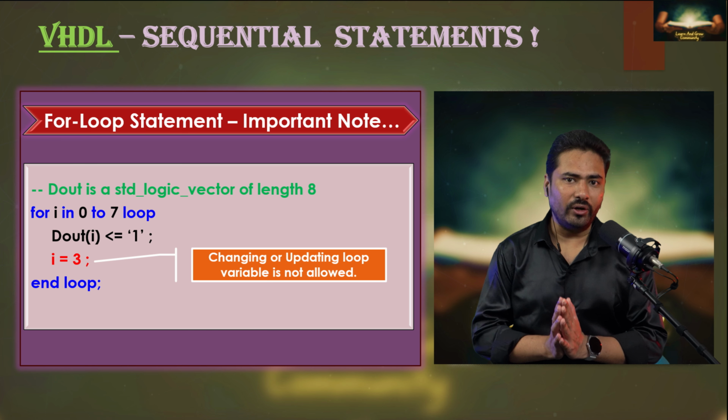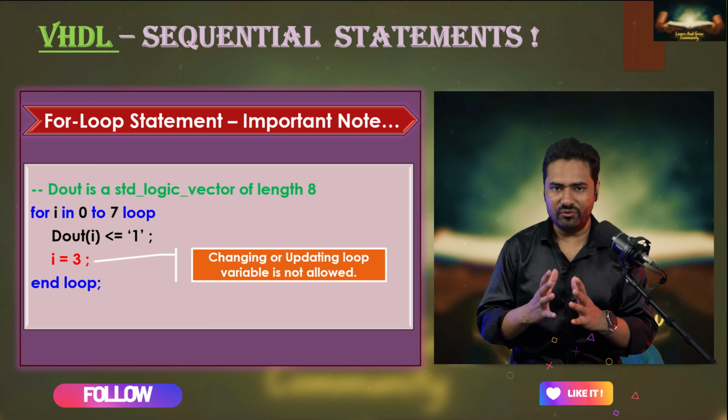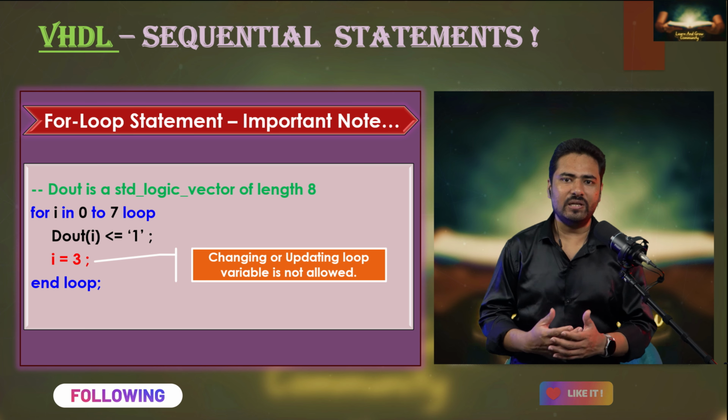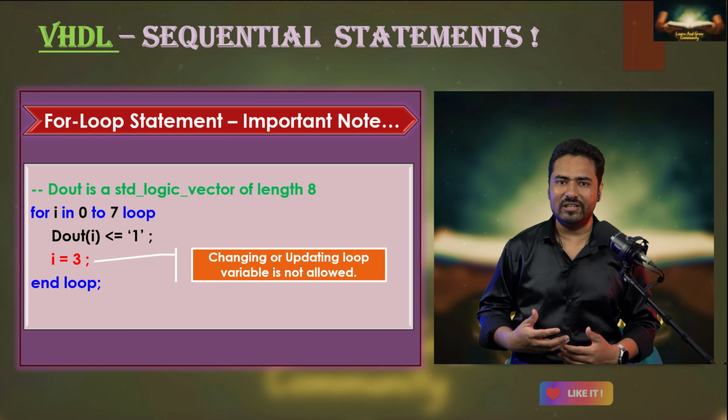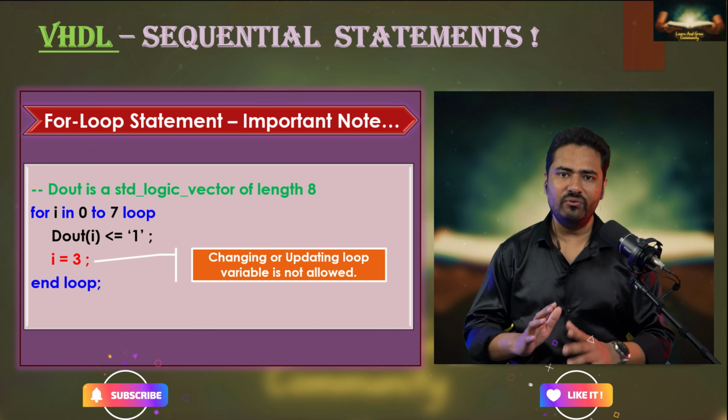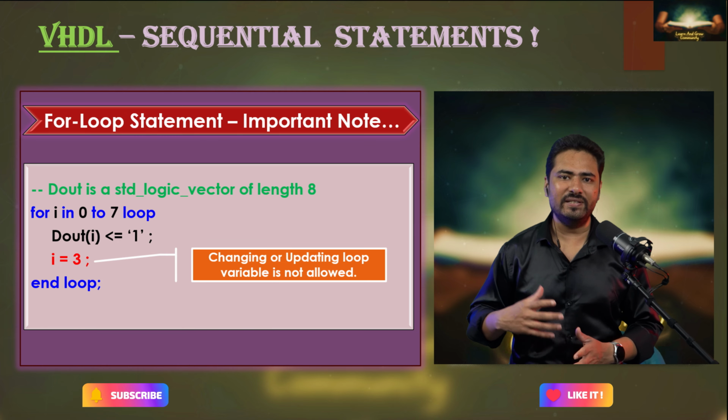Okay, so that's it for today. Hope this was an informative session for you. This was pretty much the basics about for loops in VHDL. We will practice it more in the practical sessions later. In the next session, we will be talking about wait statements in VHDL.